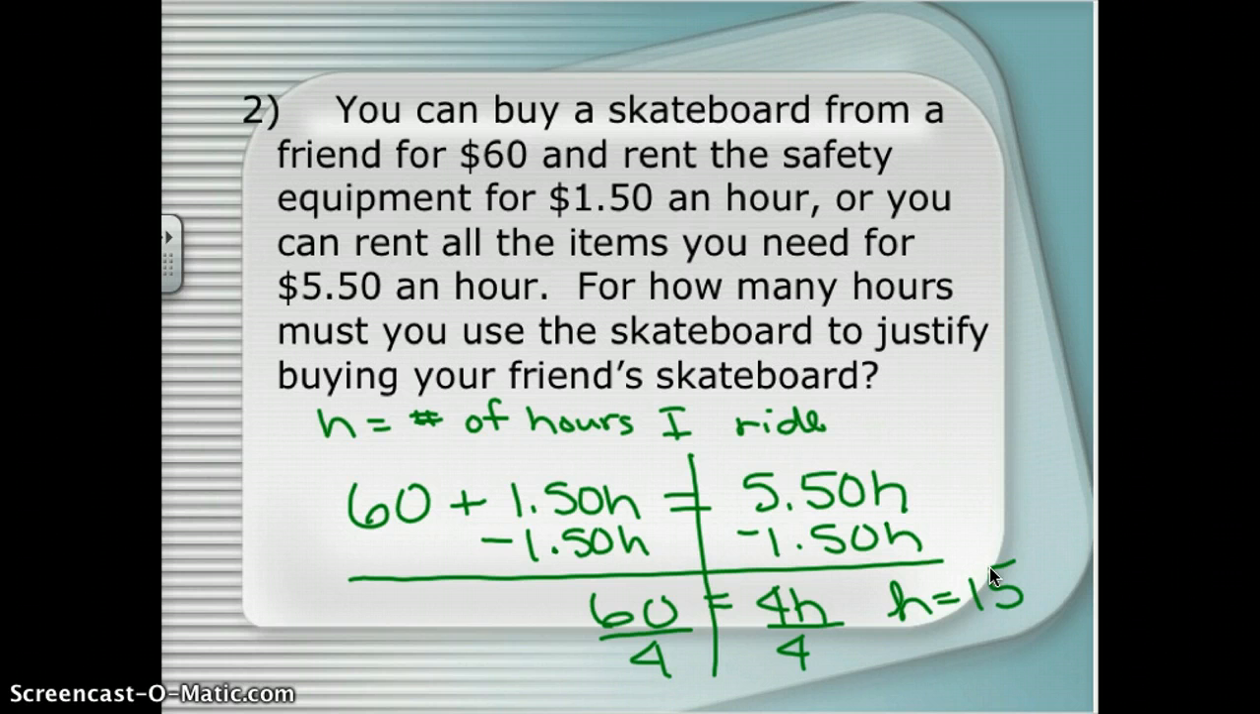Okay, so 15, in this word problem, that means 15 hours. At 15 hours, these are both going to cost the same. After 15 hours, then it gets cheaper to buy it from your friend and then just rent the cheap stuff. So I'm going to say at least 15 hours. If you don't skateboard that long, it's not worth buying it.